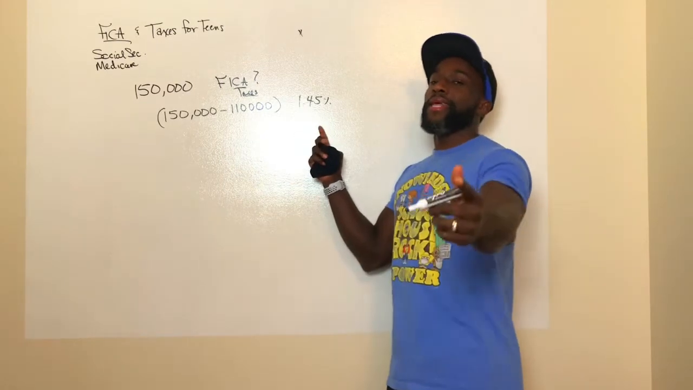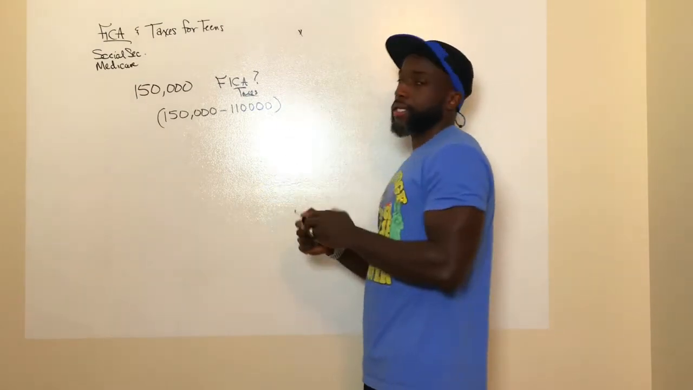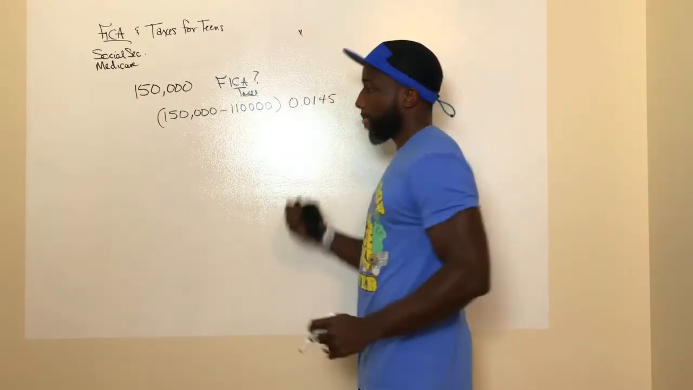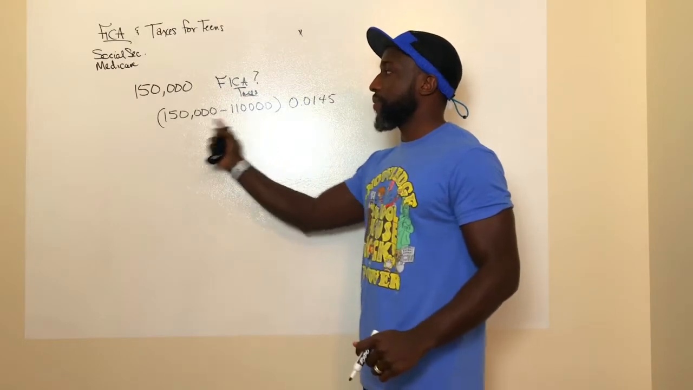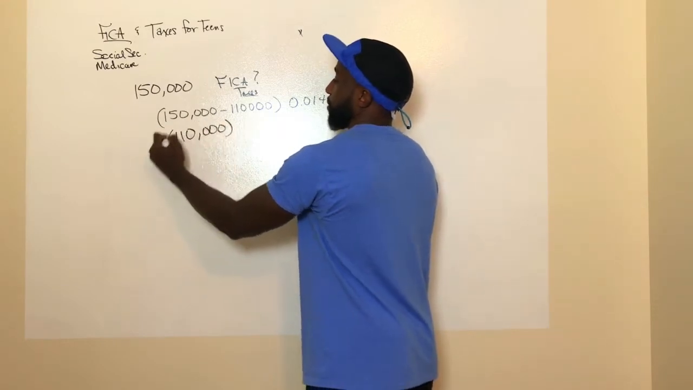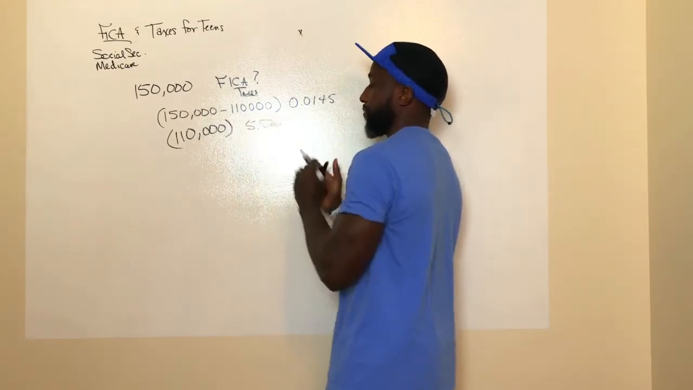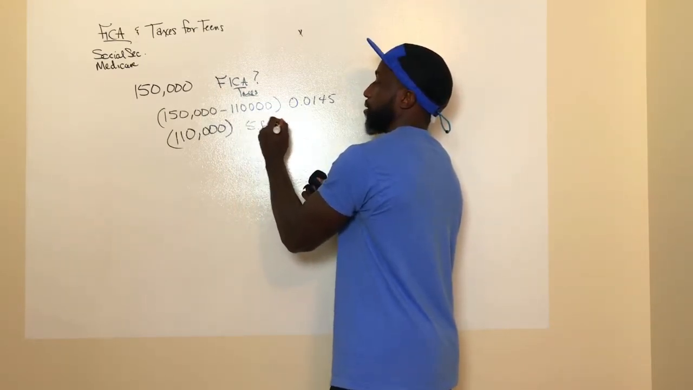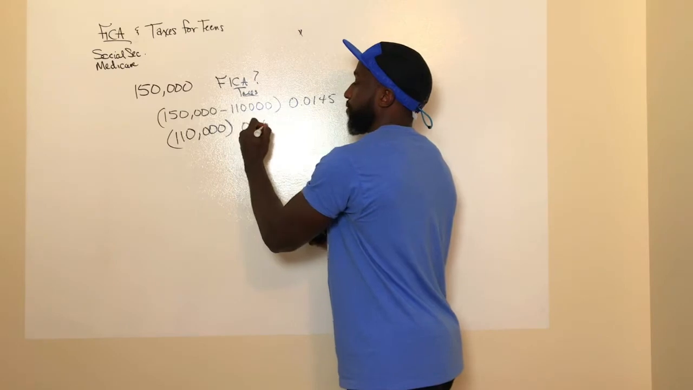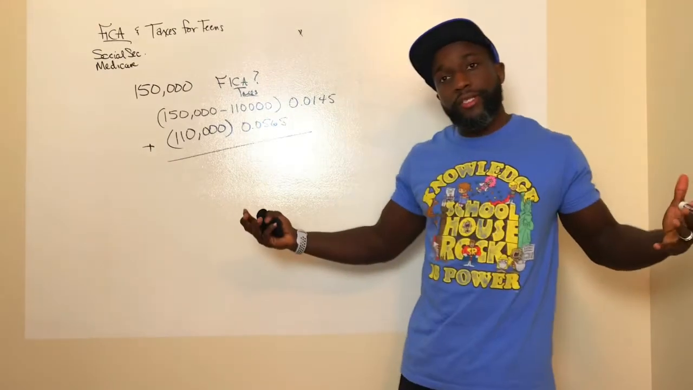Now, in order to calculate 1.45%, you have to change it to a decimal. When you change it to a decimal, you move it two decimal places to the left. So you're going to multiply that by 0.0145 for the amount over $110,000. And then for everything underneath, we're going to use $110,000 times 5.65%, which as a decimal is 0.0565. You multiply these two and add them together, essentially. That's all the math that you have to do.